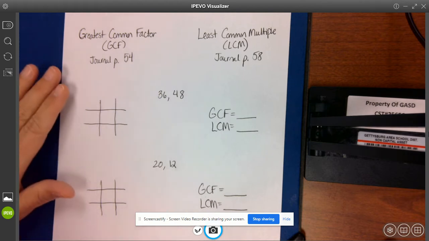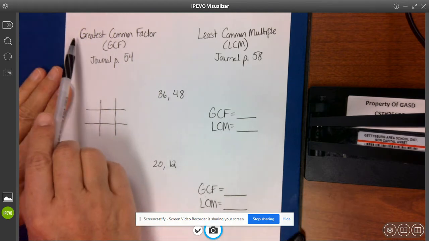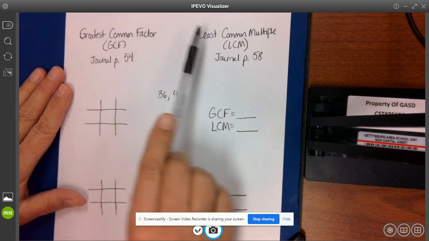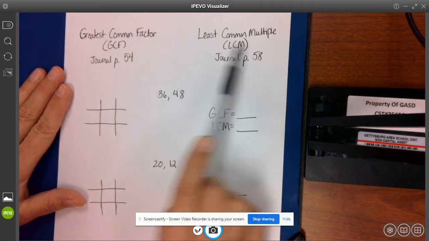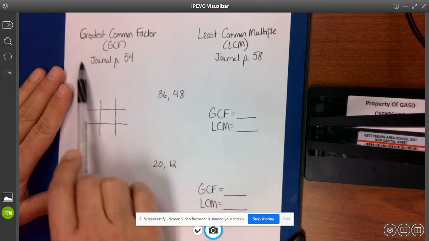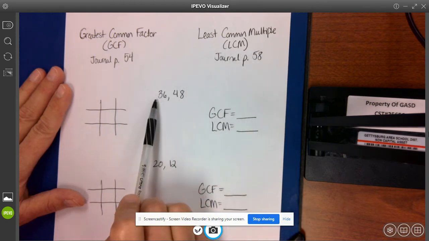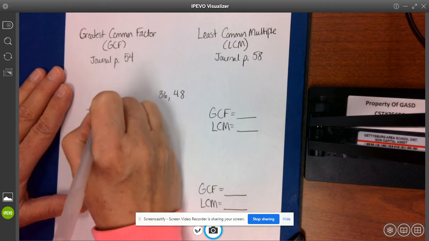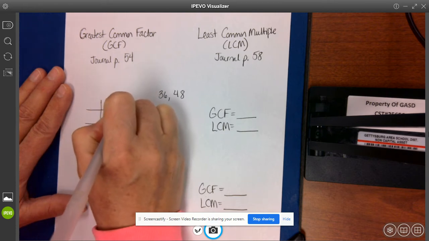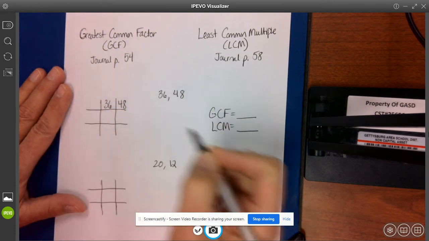So I set up first of all, GCF is greatest common factor, least common multiple is LCM. And you can find additional information on page 54 in your journal and page 58 in your journal. So we're going to take the two numbers, 36 and 48. I have my grid set up like the tic-tac-toe board.